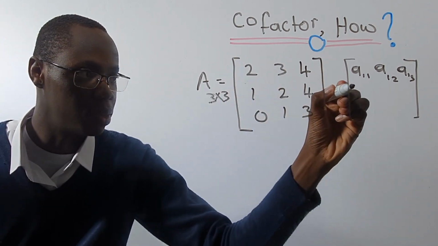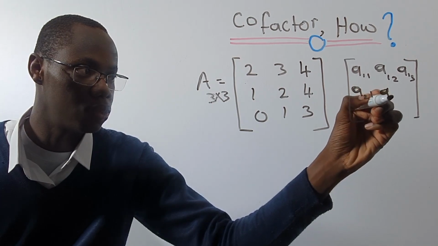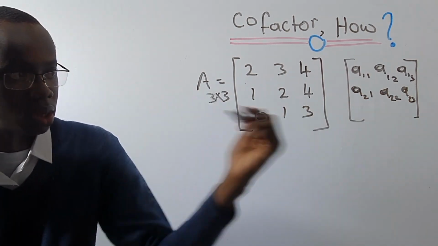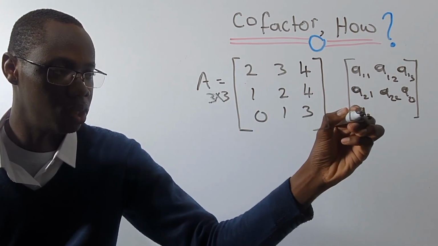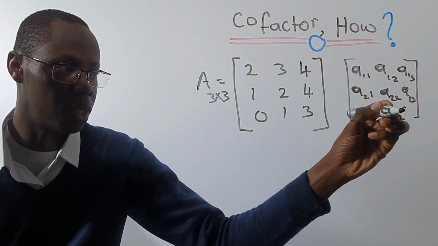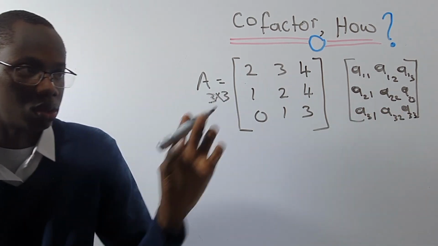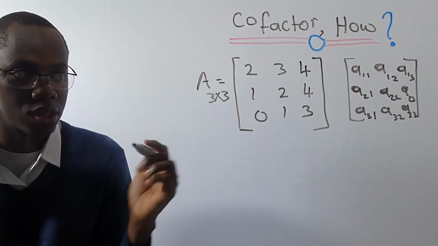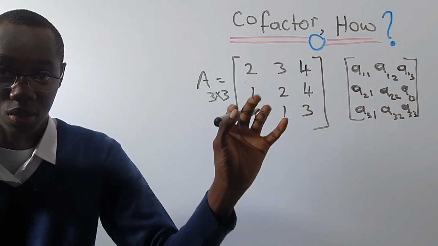What about here? Here will be A21, A22, and A23. And then the last two, A31, A32, and the last one, A33. So those are the coordinates. That's the first thing you need to do when they say find the cofactor of any matrix, 2 by 2 or 3 by 3. First name them first. That's the first thing to do, right?